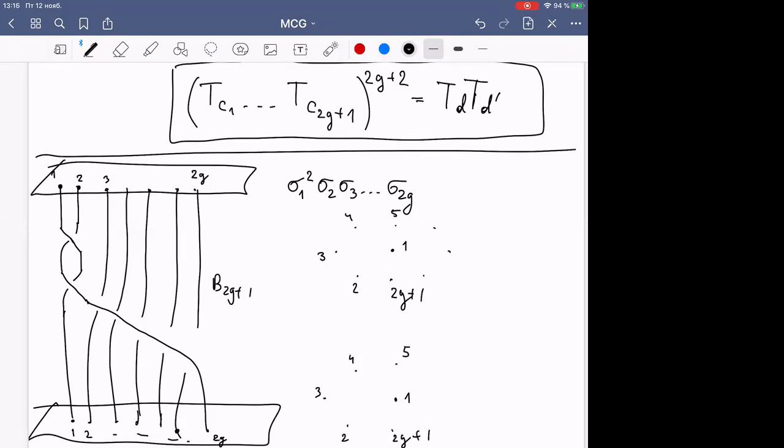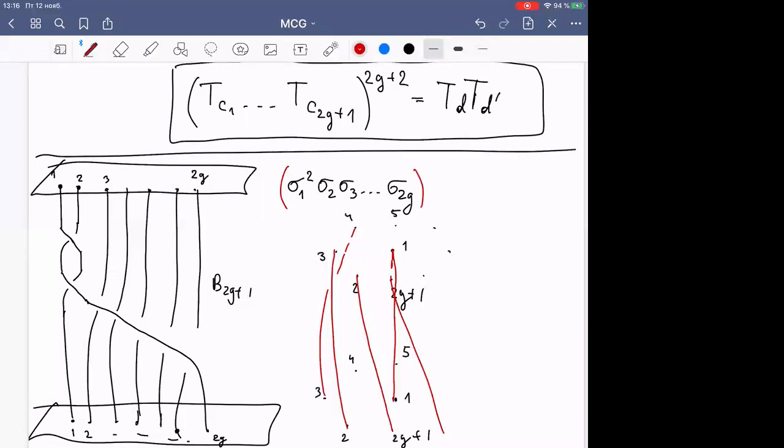And the braid is just, look, two goes to 2g plus one. Three goes to two, four goes to three, and so on. And one is in the middle and it goes straight. And all others rotate around this one, the first strand. So what I want to say is that if we take this element to the power, we have 2g plus 1 strands, but one of them is taken to the center, so we need to take the power 2g. I would like to say that it is a full rotation.